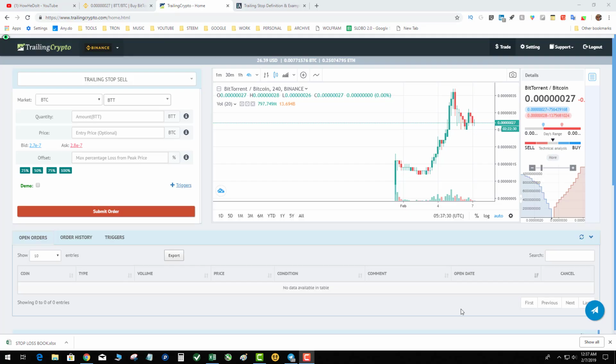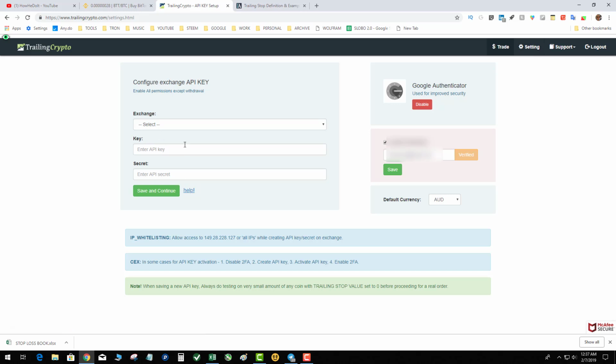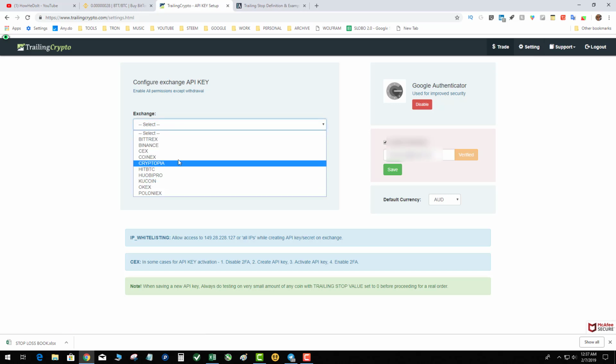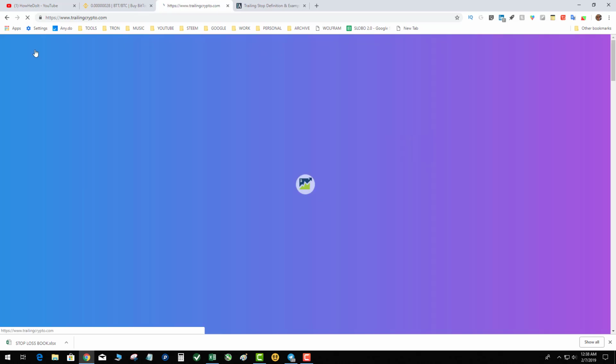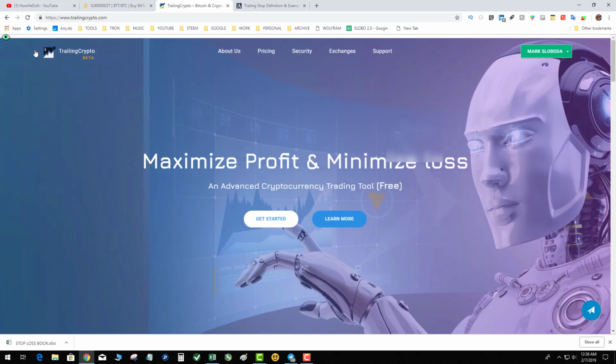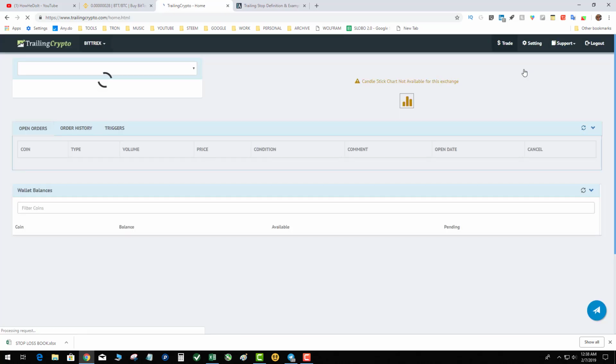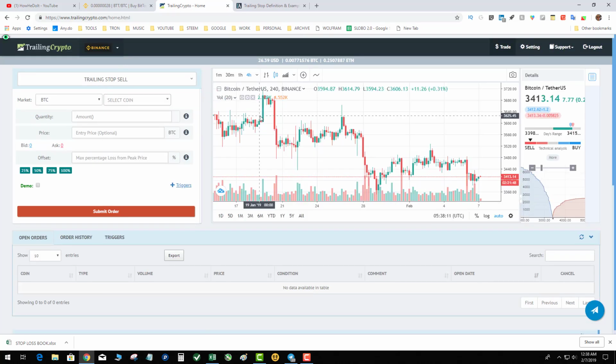And then obviously your next question is, how do I set up my API? Well, you log in to your exchange of choice and you generate an API trading key. Now, just keep in mind you are safe, your funds are SAFU, because for the API key you want to select that it does not have withdrawal. So from the trailing crypto side, you click on settings and you select your exchange. And then you enter your API key and your secret and hit save. That's all there is to it. It's super easy to use. And like I said, it locks in your gains and minimizes your chance of loss.